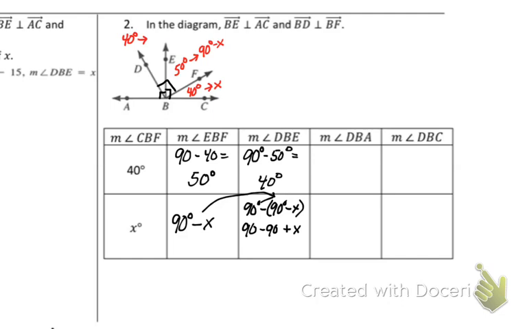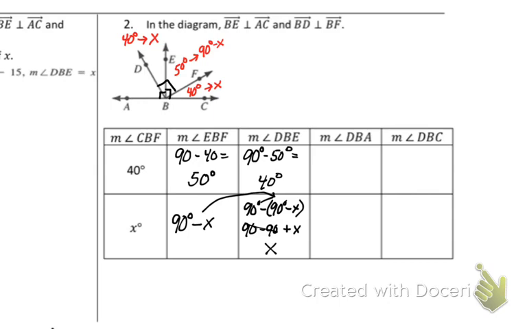Are we okay with that? Because I distributed that negative sign. So this cancels out, and I'm just left with x. So it's either 40 or it's x. But that makes sense, because when it was 40, 40 had to equal x. This one's 40, so it should be x.